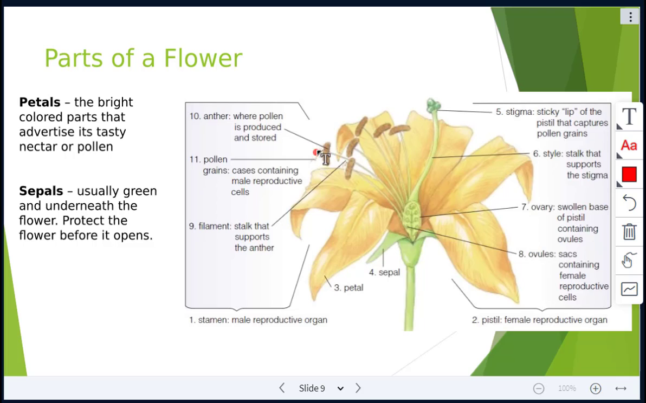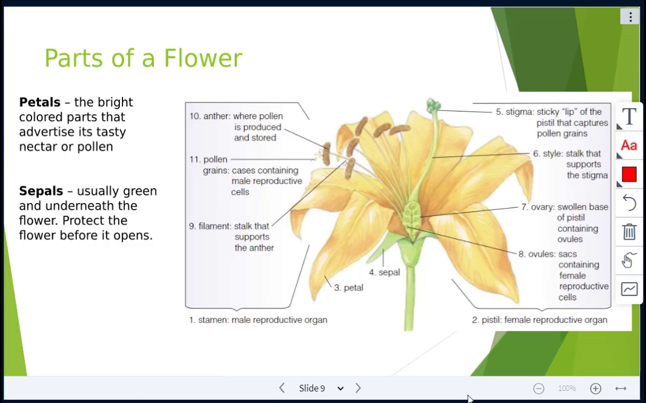We also have a label showing the pollen grains. So again, the pollen grains contain the sperm, which are the male reproductive cells. We also have the stalk-like structure, that's called the filament. And it's just there for support, it supports the anther. So to have it supported and also projecting out of the flower for easier access for pollinators.